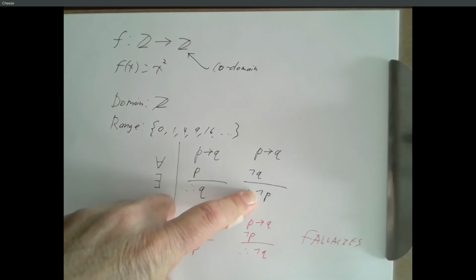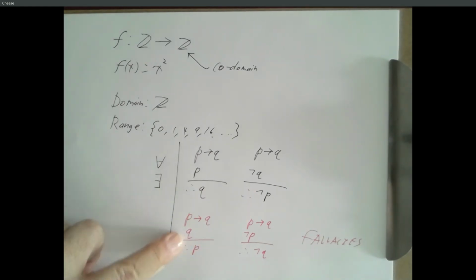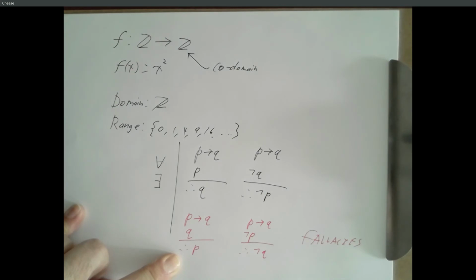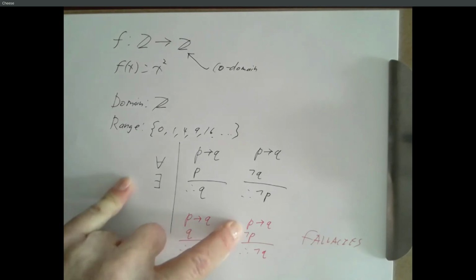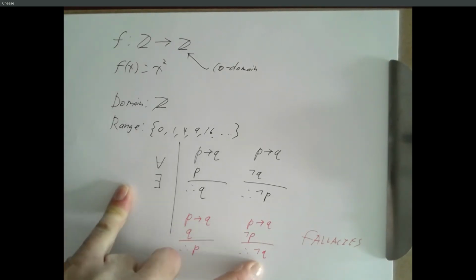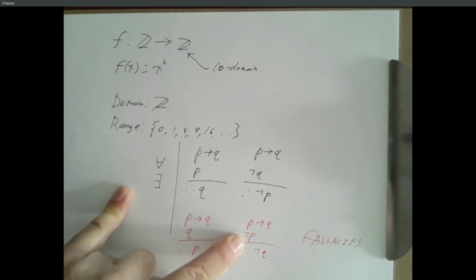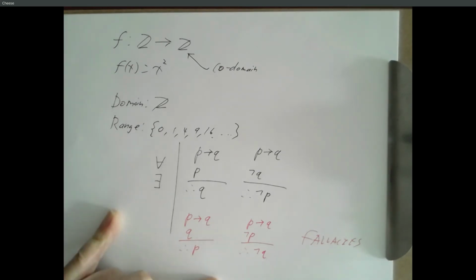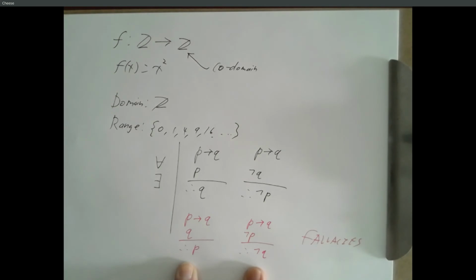Right, direct contrapositive. P implies Q, Q, therefore P, that's the fallacy of affirming the conclusion. If P then Q, the conclusion's true, so P must be true, that's not logically valid. And if P then Q, not P, therefore not Q, that's the fallacy of denying the hypothesis. Okay, those are your four corners of argument. These are good ones if you want to prove lots of strange things, but they're not valid.